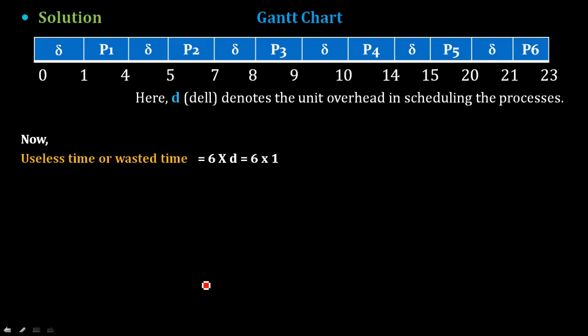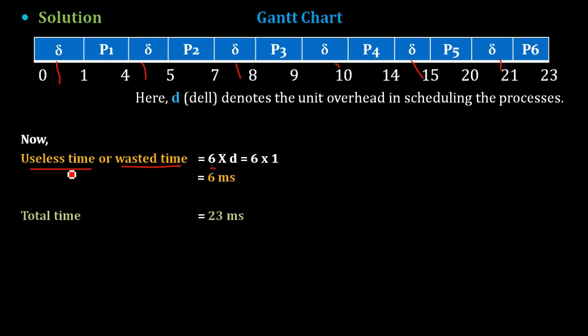Now we have to calculate the useless time or wasted time. So how much wasted time is there? 1, 2, 3, 4, 5, 6. So 6 del symbols are there. It means 6 into D, where D denotes del. So 6 into 1 is 6 millisecond. So 6 millisecond is the useless time or wasted time.